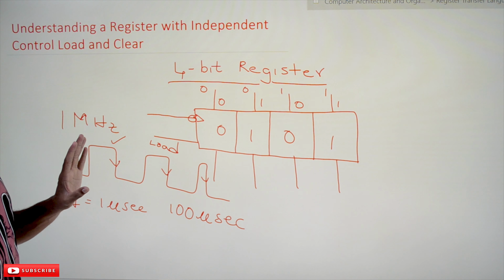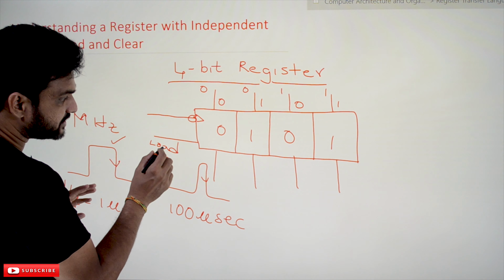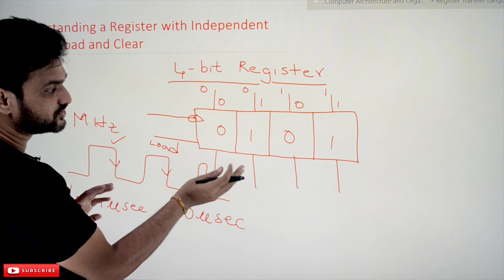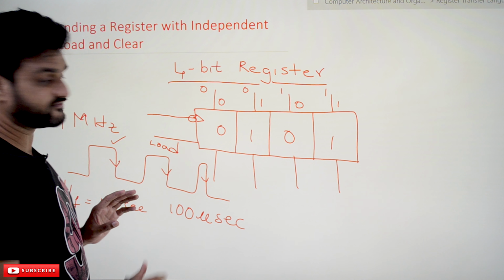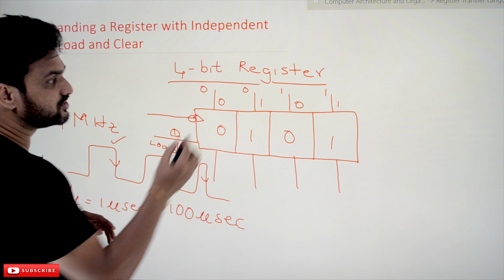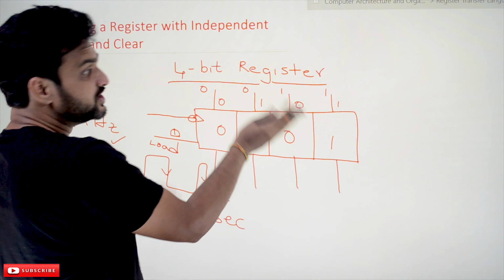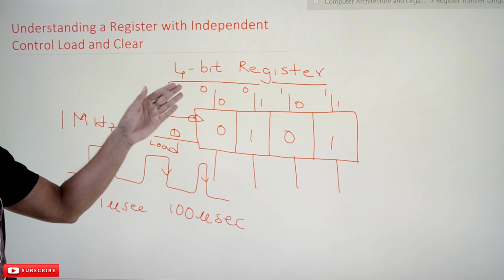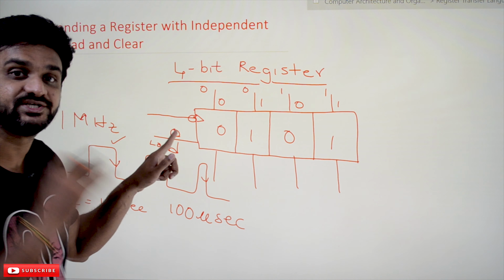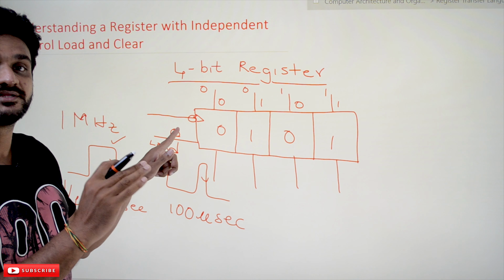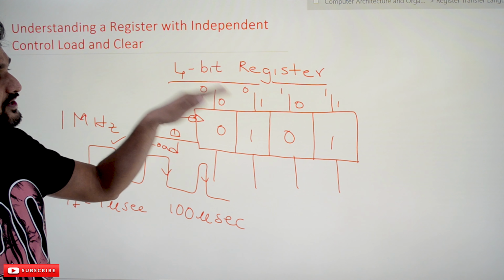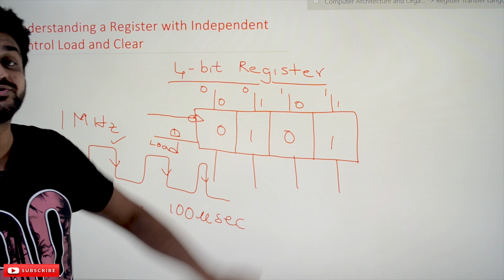Now with the load input, whenever we want to change the value, only then will the value get changed. Whenever the value of load is equal to 1, only then will the inputs get stored. The inputs will get loaded onto the register. Unless the load value is 1, if it remains 0, these inputs will not get loaded onto the register.